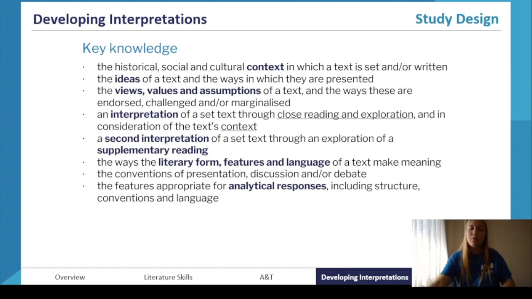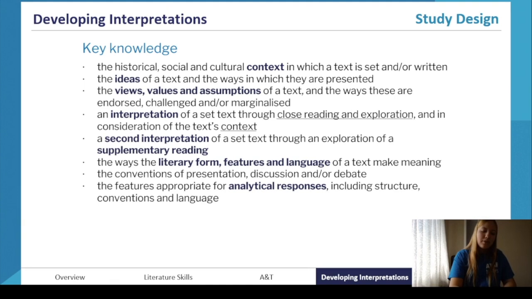So we can see the key knowledge dot points for this area of study here. We need to be able to discuss context, ideas, views, and values, having an interpretation. From close reading and exploration, you will be zooming into specific passages a lot in your classes, lots of annotating and close study of texts, and in consideration of the text's context. So context remains very key. And then that second interpretation with the help of exploring a supplementary reading, the ways literary form, features, and language make meaning, nothing new here, and essentially stating that this has to be an analytical response. So nothing different from what we're used to.